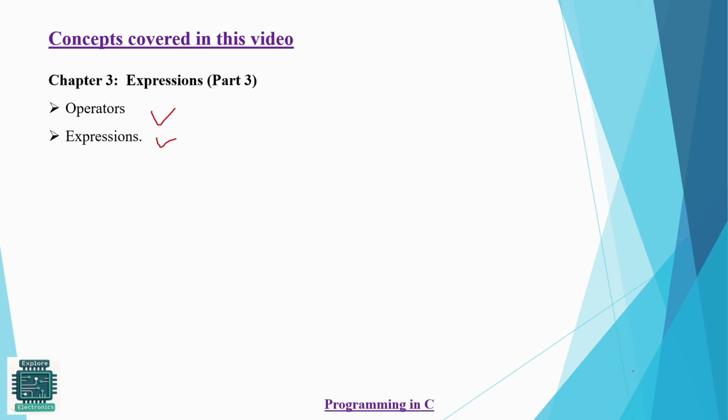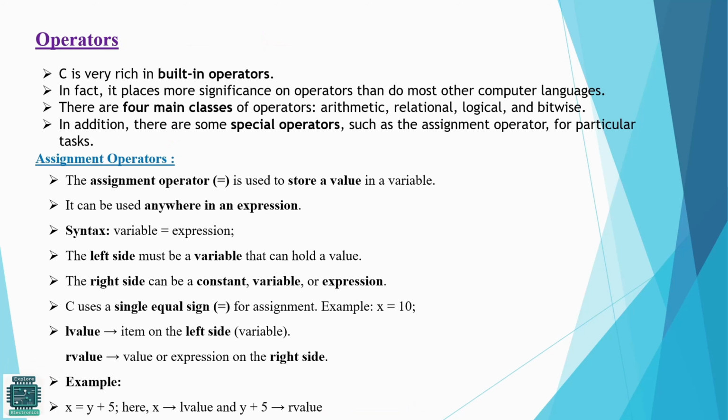So let us start with the first concept, that is operators. C is very rich in built-in operators. In fact, it places more significance on operators than most other computer languages do. There are four main classes of operators: arithmetic, relational, logical, and bitwise. One by one, we are going to study these topics. In addition, there are some special operators, like the assignment operator, for particular tasks.